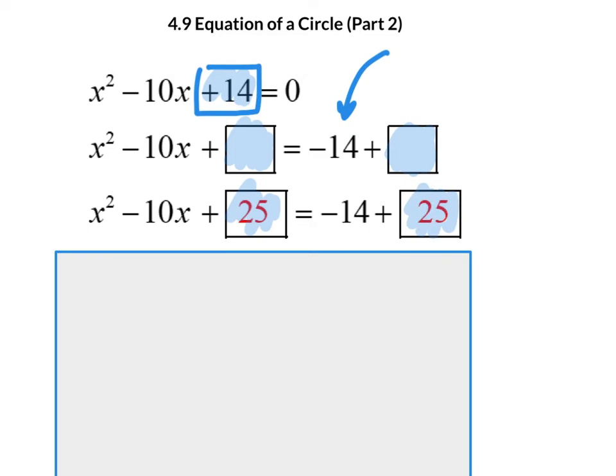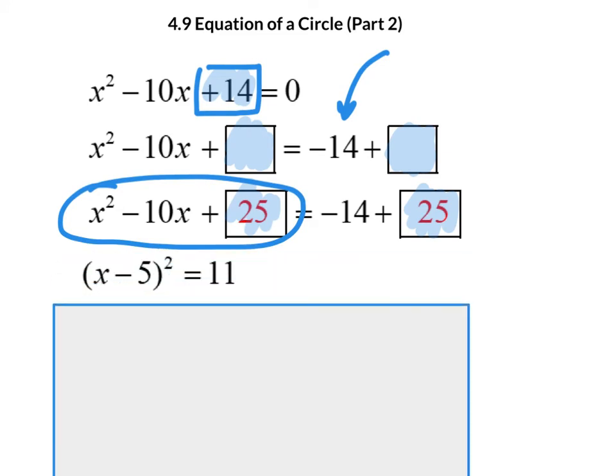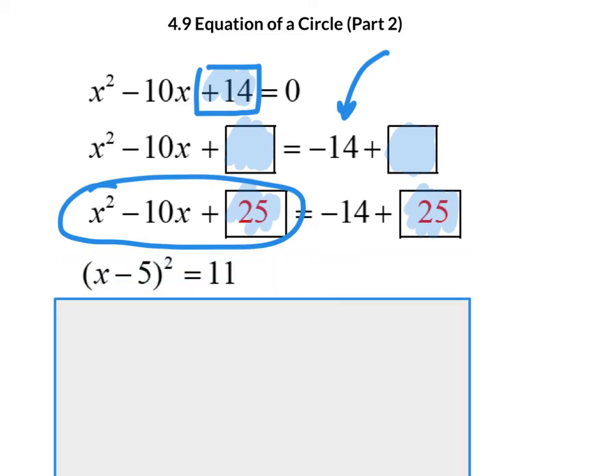And what have I done? I have made a perfect square. And now I'm able to wrap that up in its perfect form, its completed form, which is x minus 5 all squared. And where does the 11 come from? Well, it is what is made on this side. This is known as completing a square.